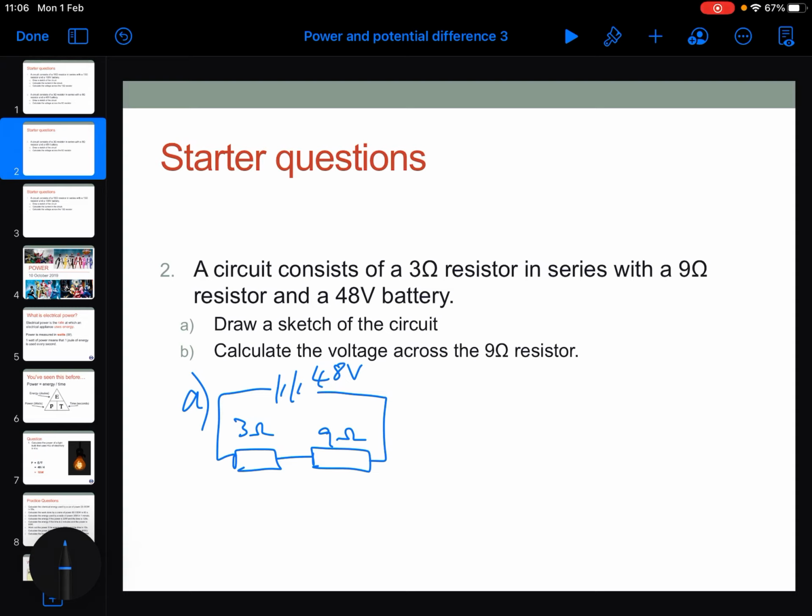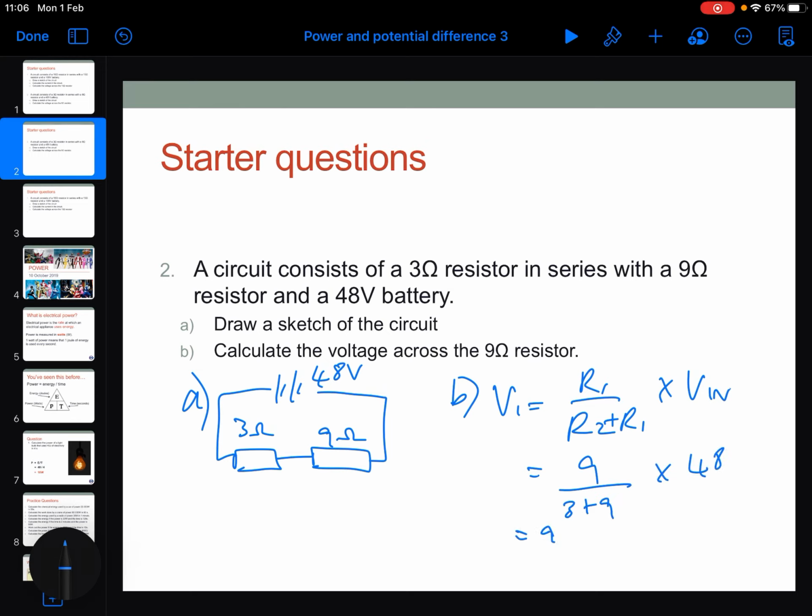Again, I know the total potential difference going into the circuit, so again, I'm going to use V1 equals R1 over R1 plus R2 times V in. So 9 over 3 plus 9 times 48. That's 9 over 12 times 48. It's like 3/4 of 48. Gives me an answer of 36 volts.